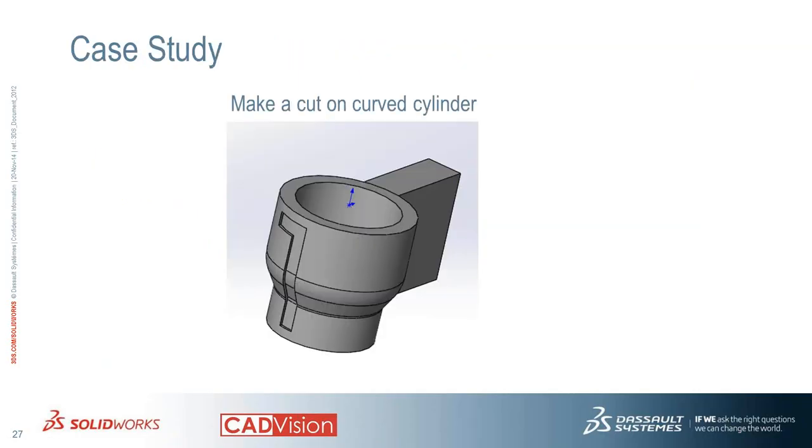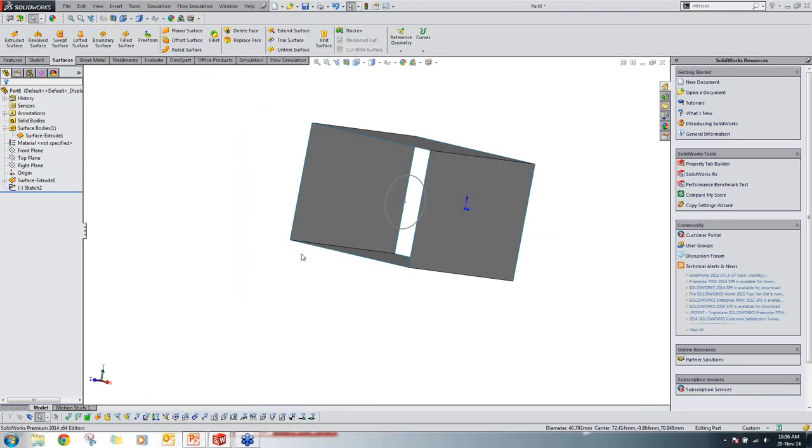So lastly, we will do a case study. We want to make a cut on this curved cylinder. You see, this cylinder has 1 curve, 2 curve, 3 curve, 4 curve. So you have 4 circular surfaces, and if you use extrude cut, it's not possible to be formed. So let us see this case study.